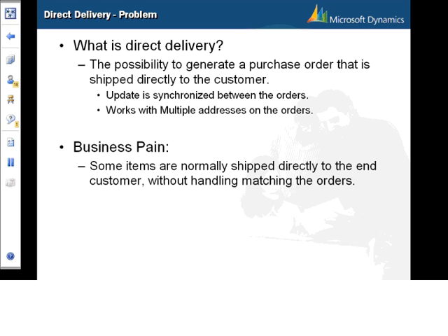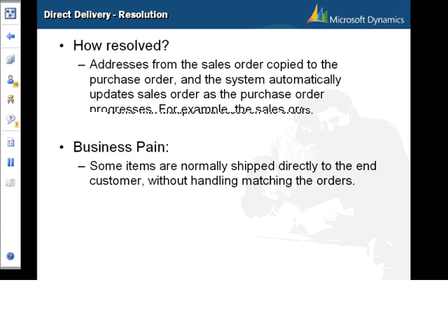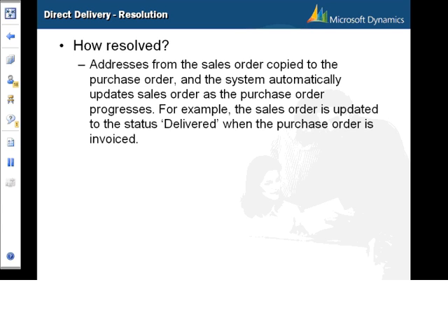What is the business pain? Some items are normally shipped directly to the end customer without matching the orders. What is the problem resolution? Addresses from the sales order are copied to the purchase order, and the system automatically updates the sales order as the purchase order progresses. For example, the sales order is updated to the status delivered when the purchase order is invoiced.